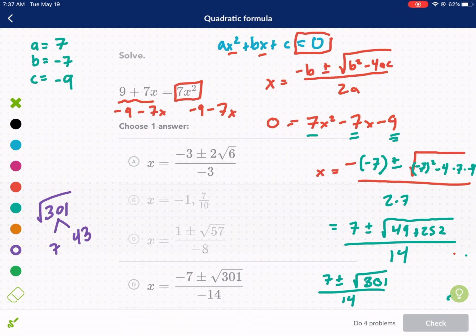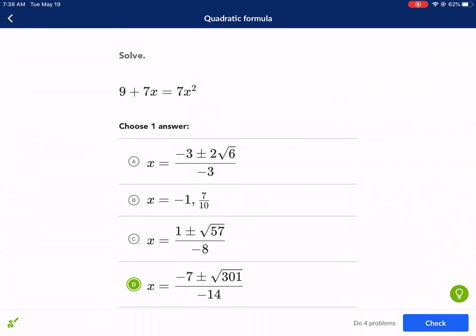No, it's not divisible by anything else. So 301 is not prime, but it can't be reduced any further. So what we're going to look at here is if we added a negative to the top and a negative to the bottom, it wouldn't change the value of the problem. So we are just going to choose option D because that's what matches up with ours.